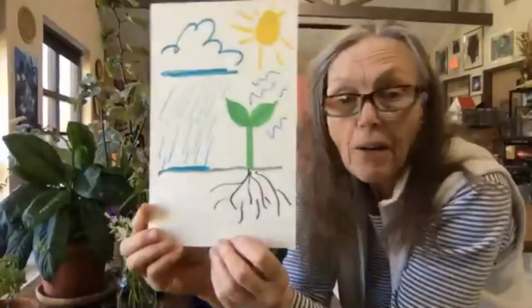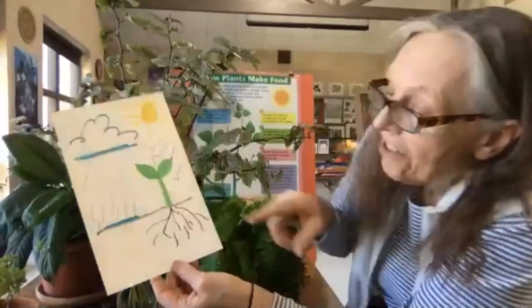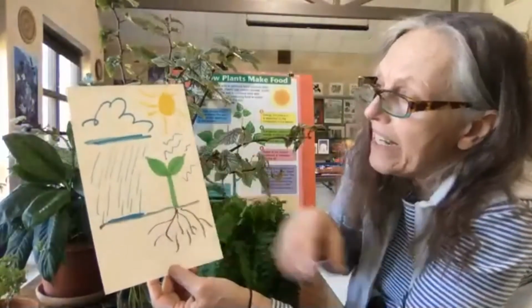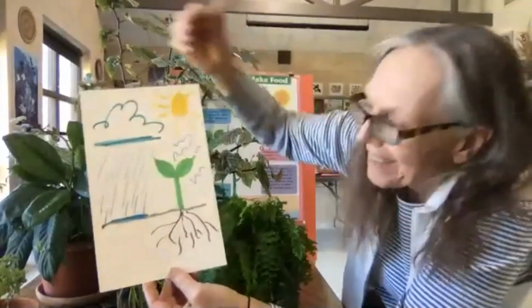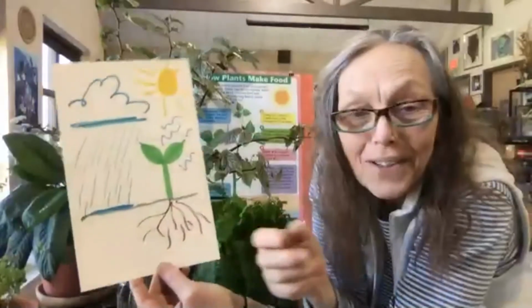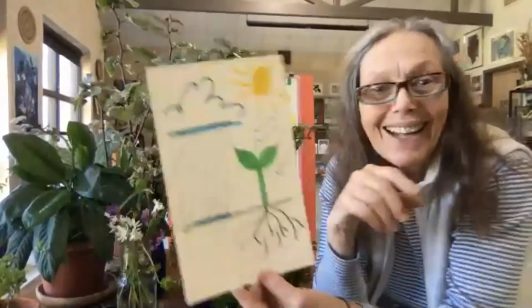And then you can draw me a picture of the things that the plant needs. So the roots getting the water, it goes up to the leaves. The leaves need sun. That's supposed to be air. And here's our rain coming out of our clouds to go down in the soil, to be sucked up by the roots. And that's all they need. And they can grow.